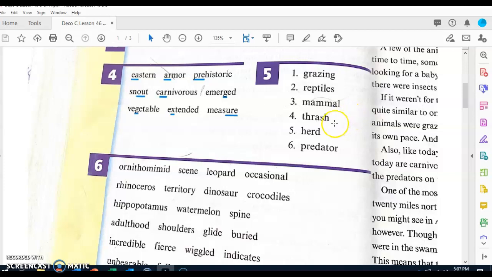Touch word number 4. What word? Thrash. Thrash means move about violently. Word number 5. What word? Herd. A herd is a group of animals that live together. Touch word number 6. What word? Predator. A predator is an animal that kills other animals.